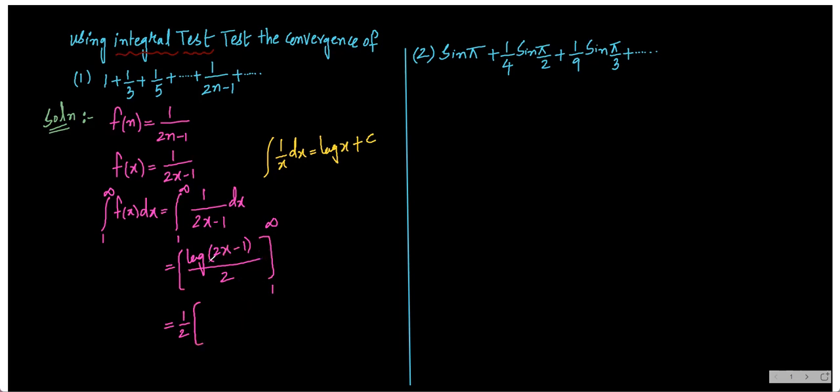Now apply the limits. In place of x, if you put infinity, log of 2 into infinity is infinity, infinity minus 1 is infinity, and log of infinity is also infinity. So the upper limit answer is infinity. Upper limit minus lower limit: in place of x, if you put 1, 2 into 1 is 2, and log 1 value is 0. So what is the final answer we are getting? Infinity minus 0 is infinity, and infinity by 2 is infinity.